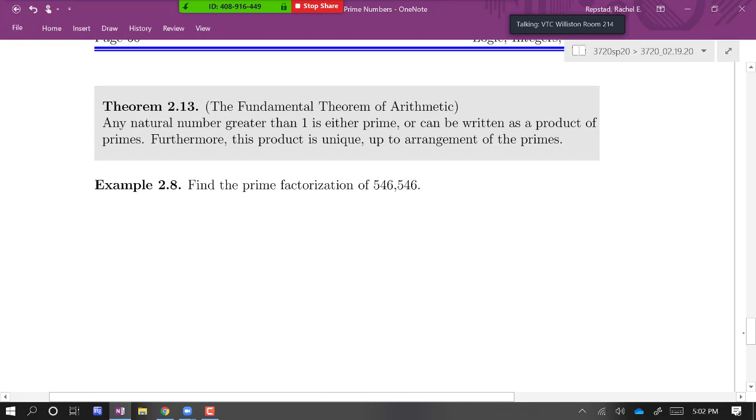The fundamental theorem of arithmetic says that any natural number greater than 1 is either prime or it can be written as the product of primes. Furthermore, that product is unique, up to rearranging the order in which you write the numbers. So 2 times 2 times 3 is the same as 2 times 3 times 2. We stipulate that you could rearrange the order. But other than that, the way you could factor a number is unique down to primes.